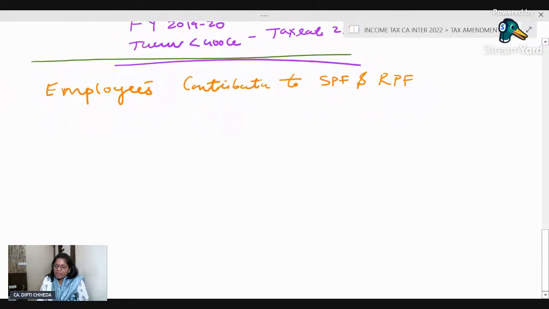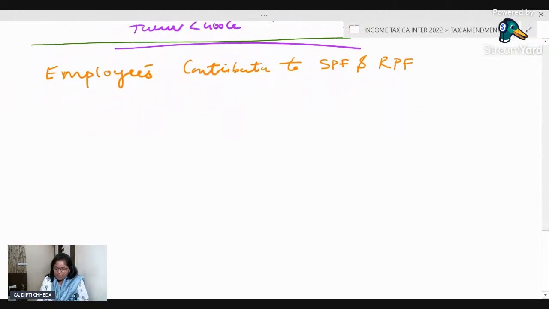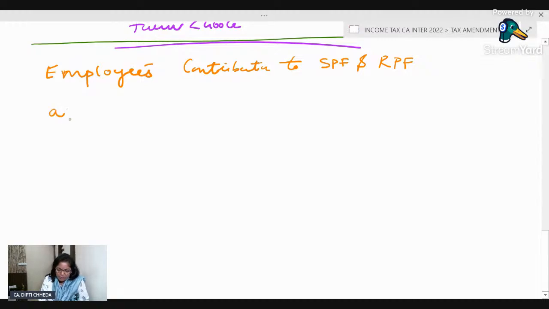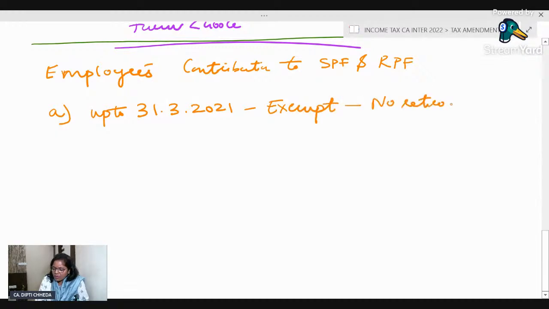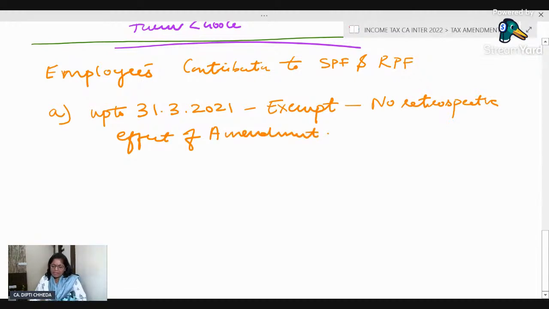Sorry. Employer's contribution to SPF and RPF. Okay. Now let us write in that first point. Up to 31st March 2021 exempt. So, in short, no retrospective effect of amendment. Amendment का कोई retrospective effect नहीं है. 31st March 2021 तक जो है ना, it is exempt.